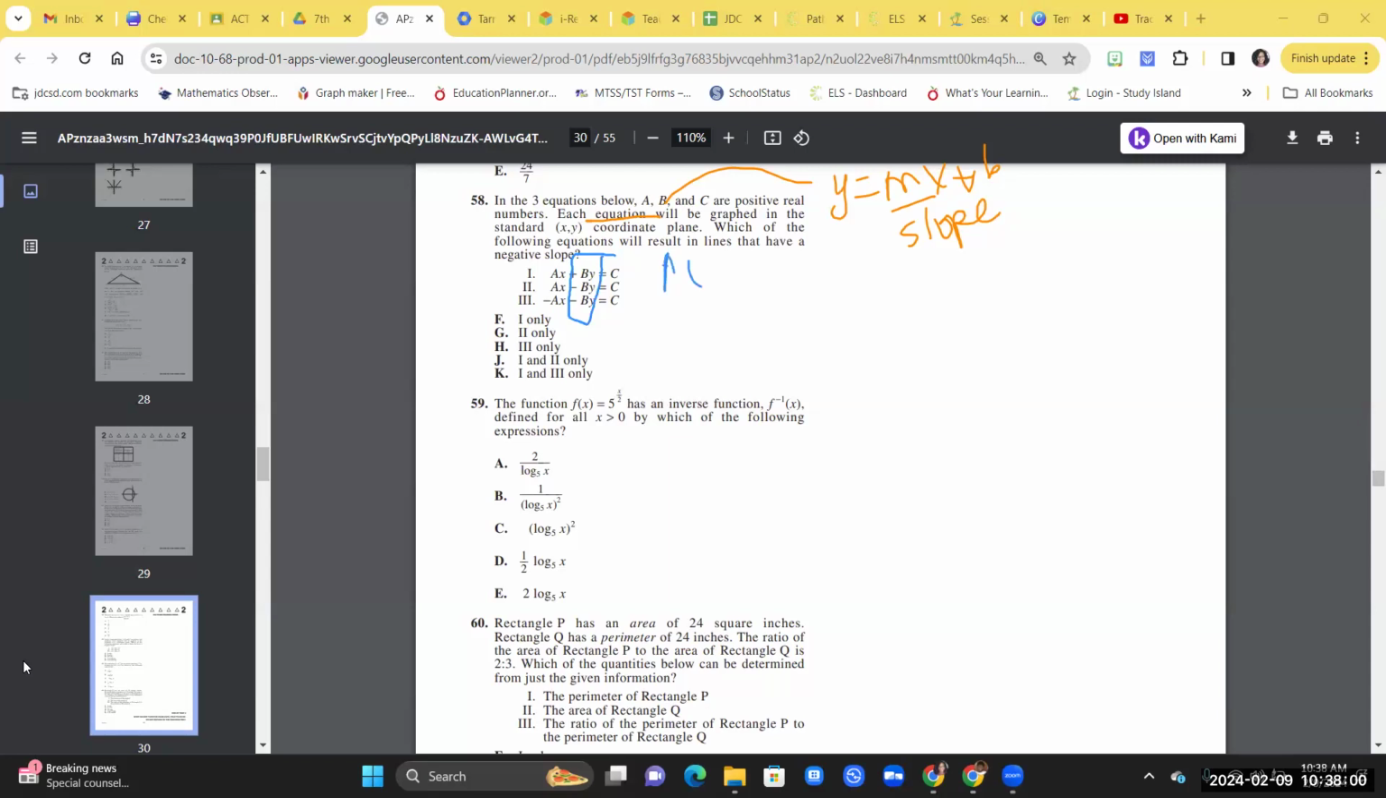So the first one, AX plus BY equals C. To move AX, it is positive, so it would become negative. So BY equals negative AX plus C. B is positive, we'll leave it alone. Slope is negative. So the first one.